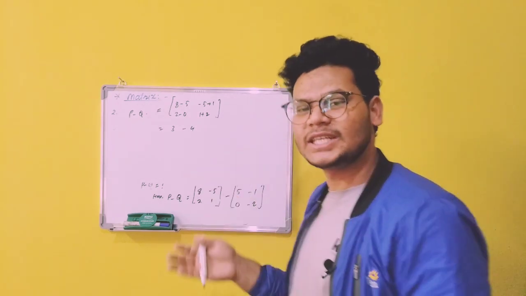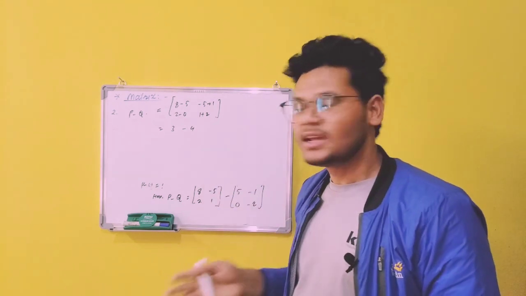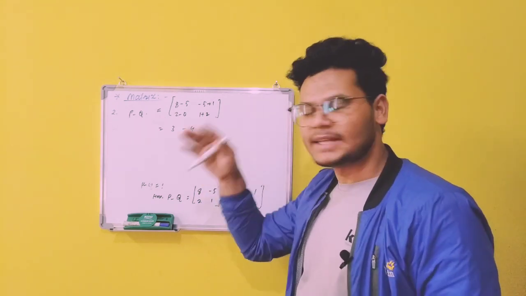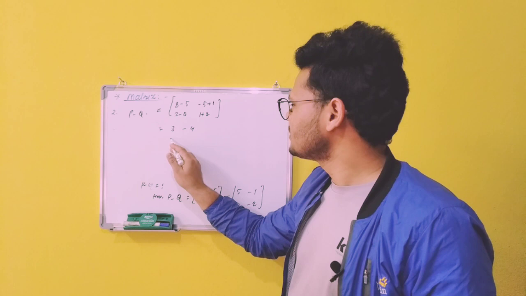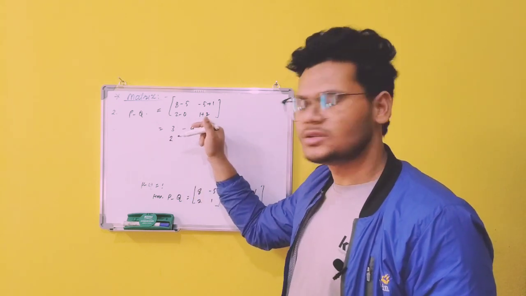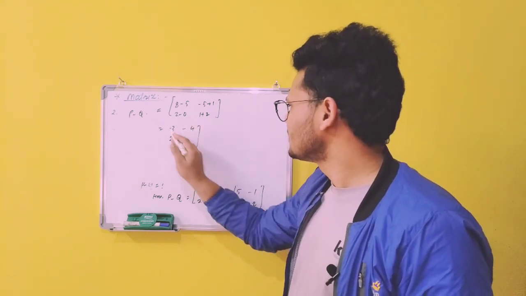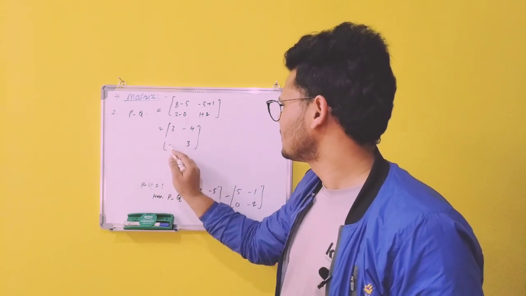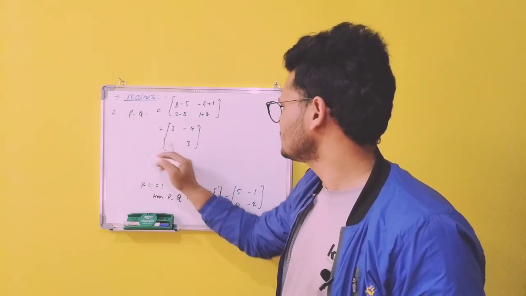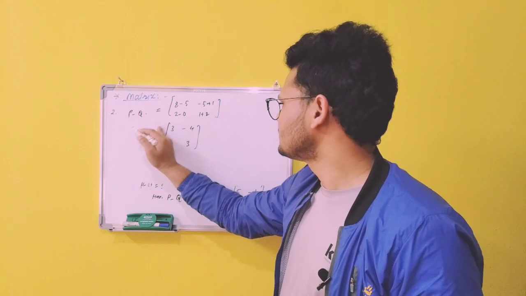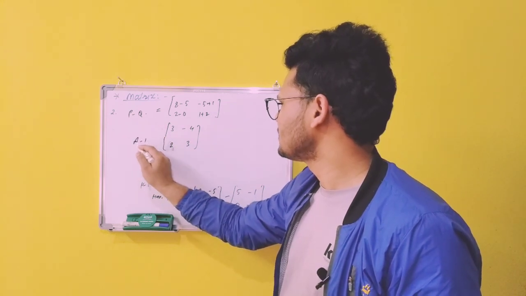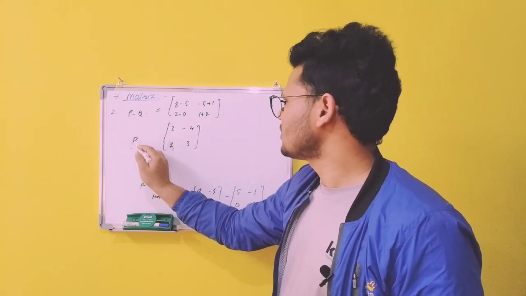The greater value is negative and the positive value is small, right? So we have to write a negative sign. 2 minus 0 is 2, and 1 plus 2 is always 3. Sorry, this is 2, and this is our p minus q.